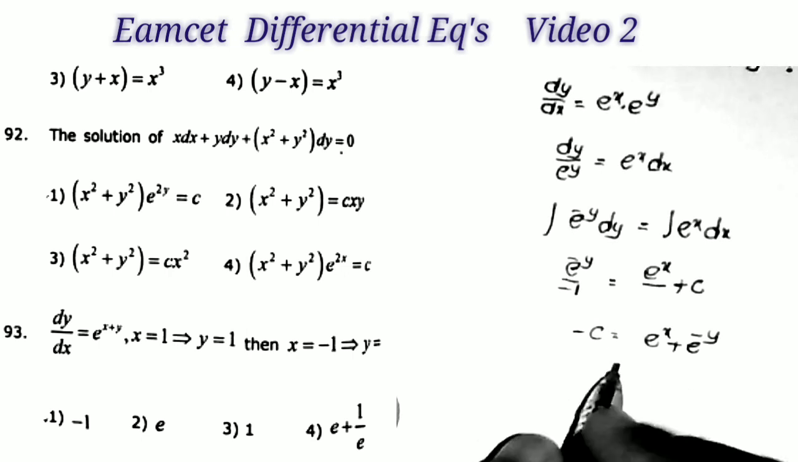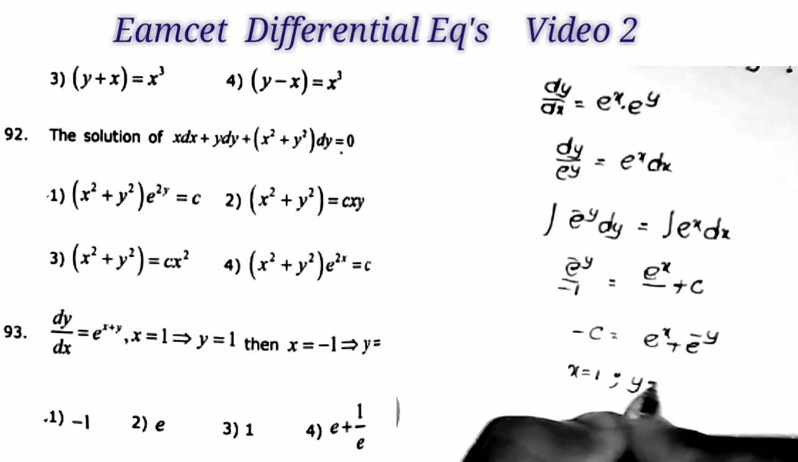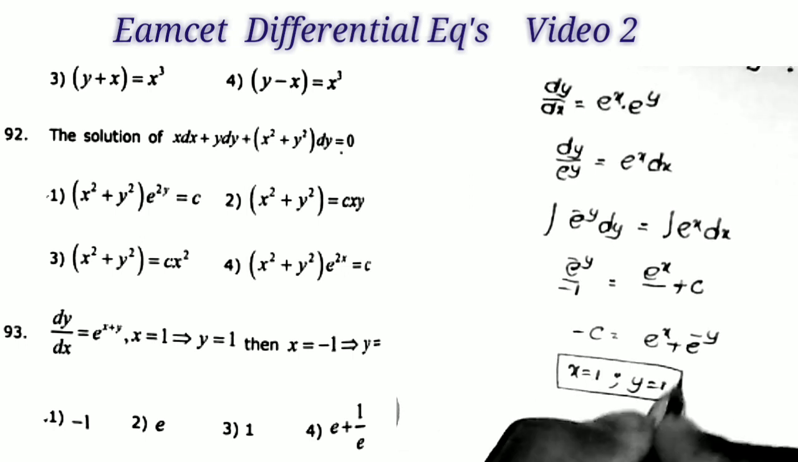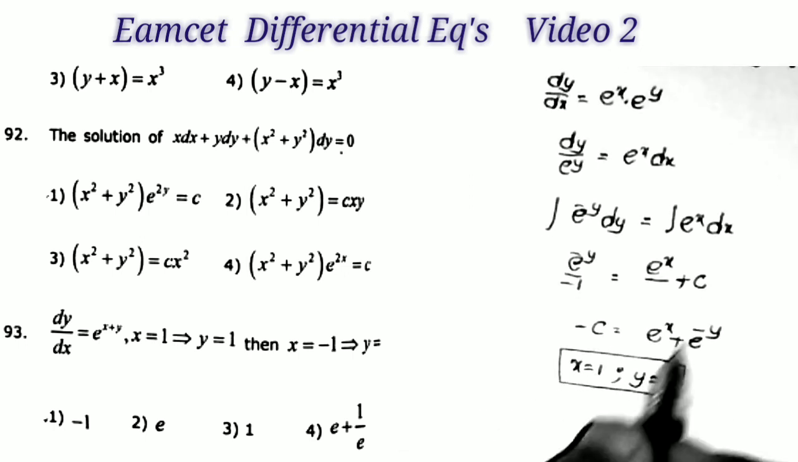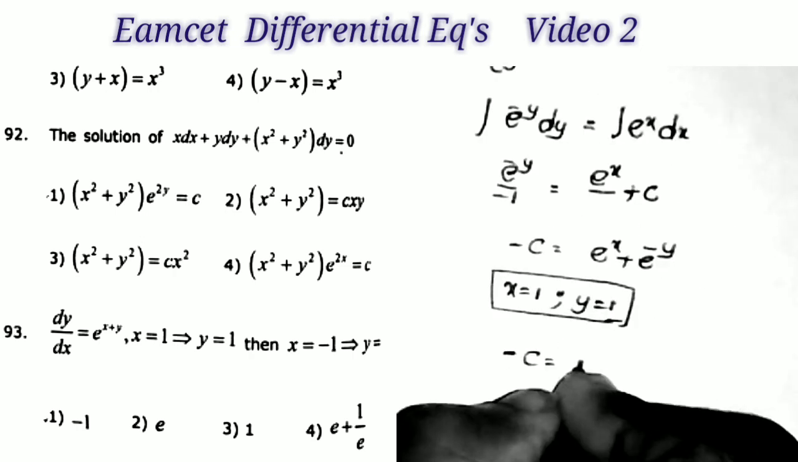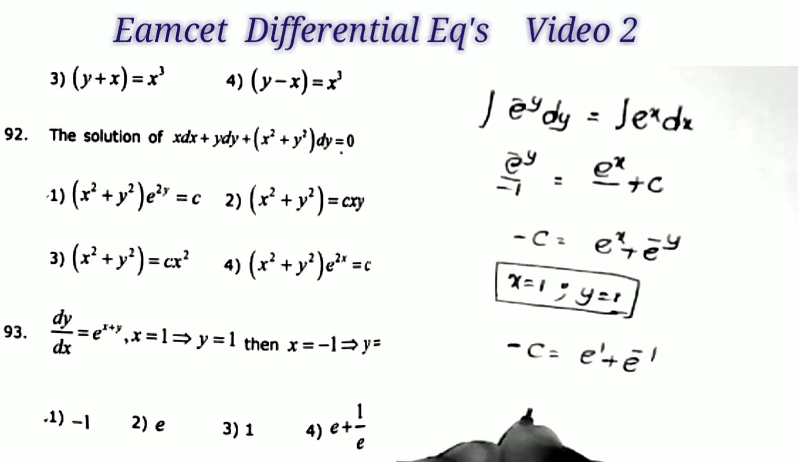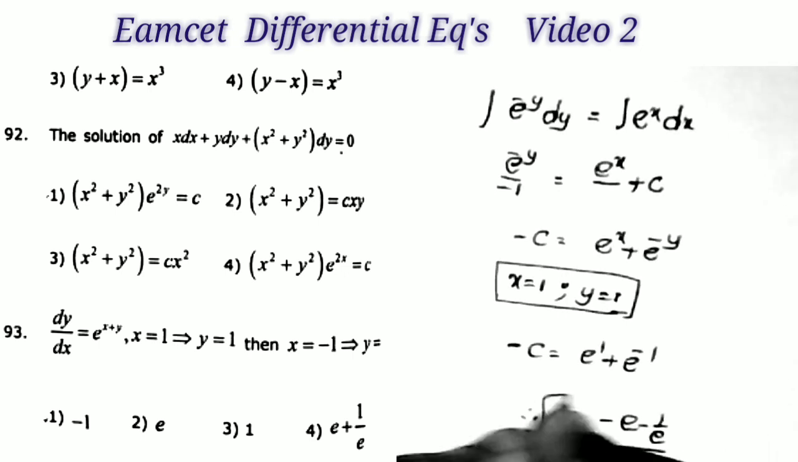Now forming the constant. So first, already given that x is equal to 1 and y is equal to 1. Now replacing these two values here to find the c value. That is minus c is equal to e power 1 plus e power minus 1. Therefore, the value of c is equal to minus e minus 1 by e. Okay, this is the c value.